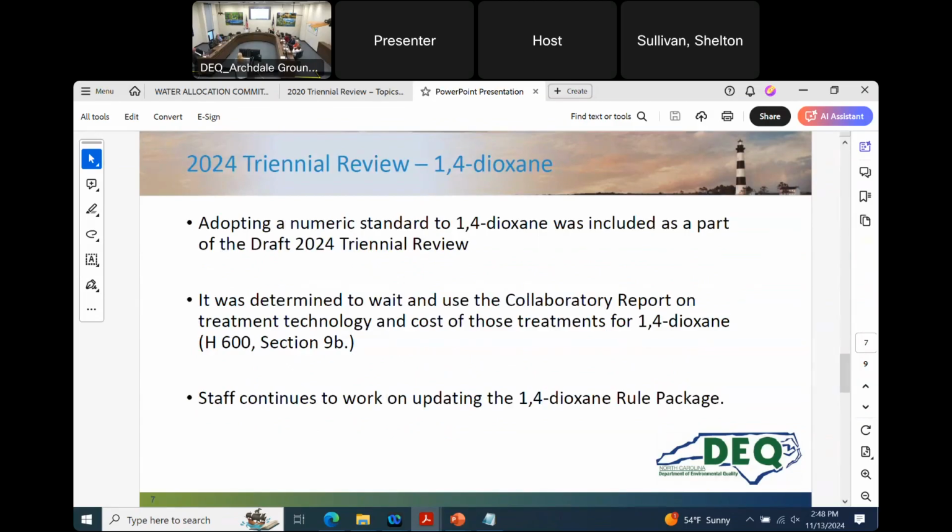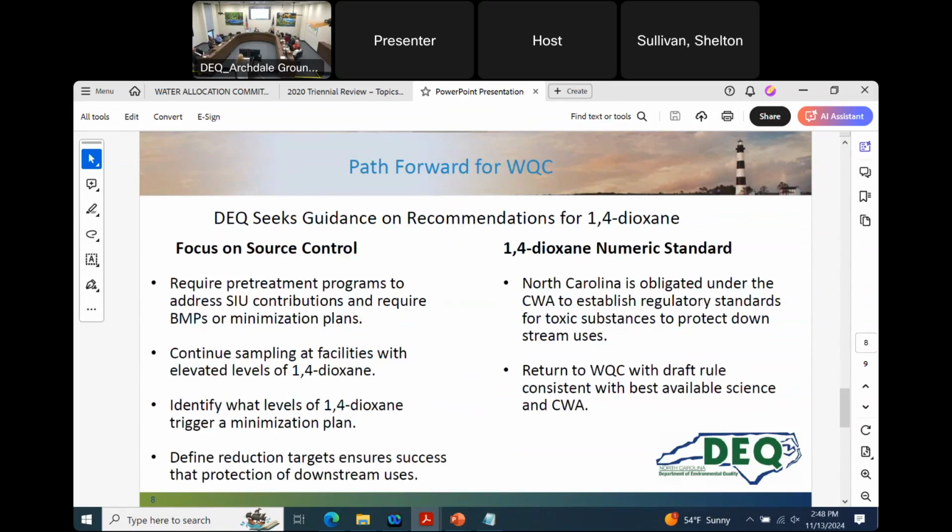So as you know, we have tried to go forward with the triennial review with the 1,4-dioxane numerical standard. We also learned that the collaboratory was going to do a report. Since then, we have received a report. We can, of course, proceed and incorporate the collaboratory findings into our rule package if you would like. That's one option. Or we're looking for guidance on this too. This is as complicated as PFAS, right? So it takes us to the same stage, proceeding with the numerical value for 1,4-dioxane.